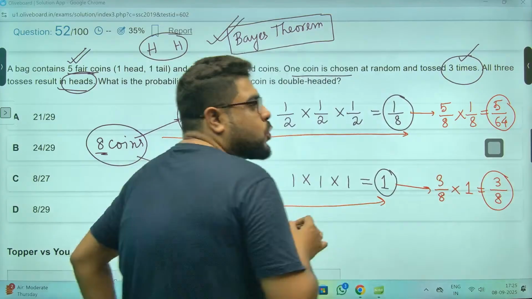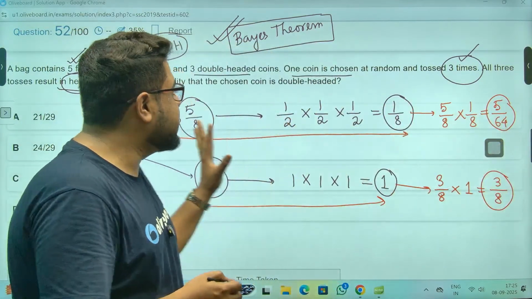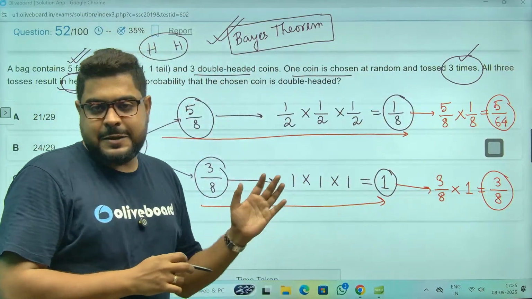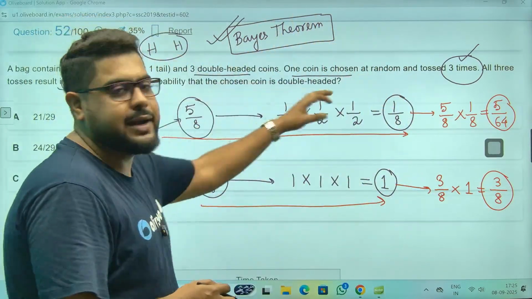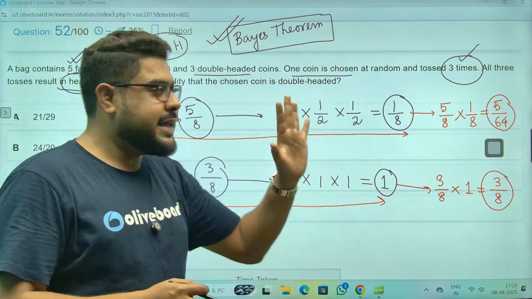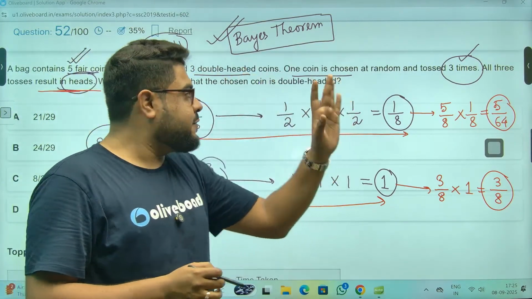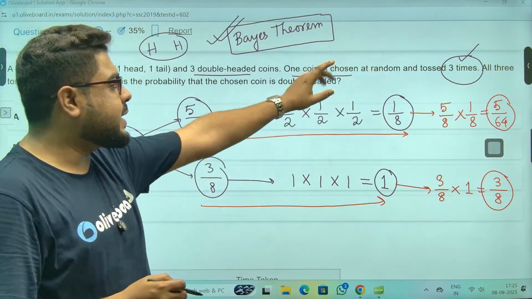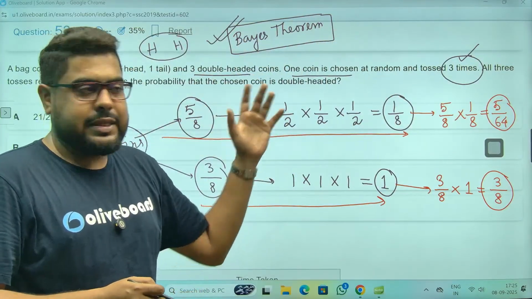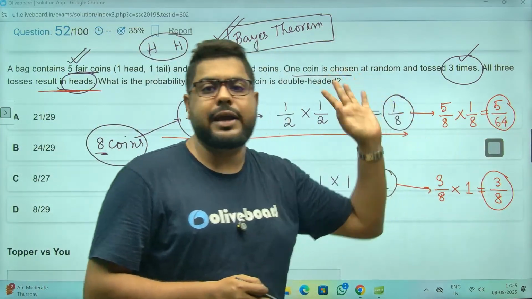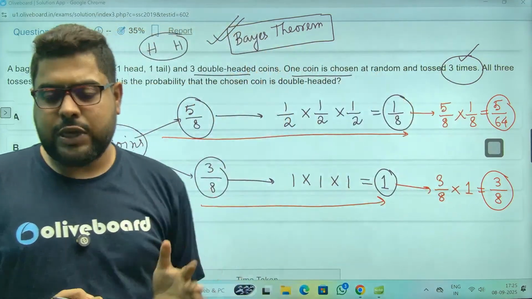Right? Now, TPT, what is the total probability theorem? For those who don't know, the total probability theorem is nothing but the sum of the probabilities of all the branches. It is your total probability of getting 3 heads, meaning in how many ways you can get all 3 heads. If the question was like this, if this part was not there, if they were asking what is the probability that we will get all 3 coin tosses as heads, then your answer would have been 5 by 64 plus 3 by 8. That is the total probability.